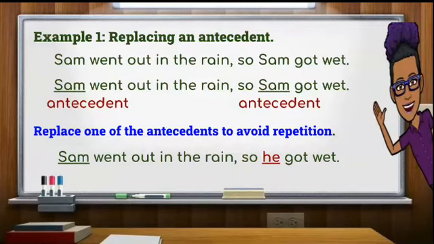Now let's look at example 1, replacing an antecedent. Let's go with our sentence: Sam went out in the rain, so Sam got wet. Here we have our antecedent, Sam, at the beginning of the sentence, and we have Sam repeated again almost at the end of the sentence. So we are going to replace one of the antecedents to avoid repetition. Our new sentence would be: Sam went out in the rain, so he got wet.